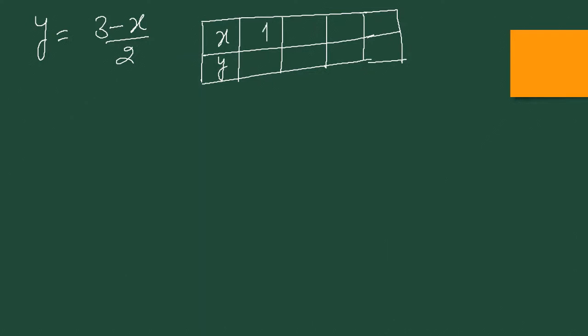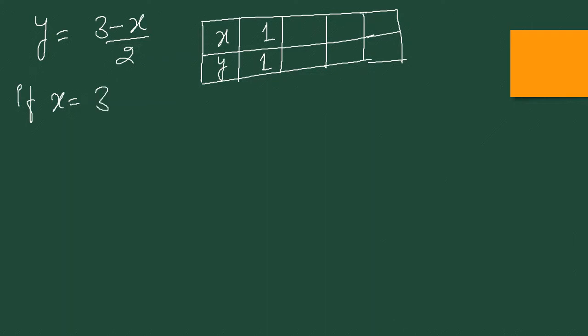First value I kept 1, so I got the value of y is also 1. Now I'm taking the value of x equal to 2. Suppose I take x equal to 2, what would come? 3 minus 2, 1 by 2, but I don't want the value in decimal.